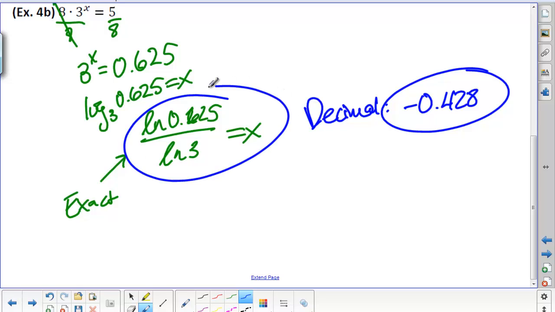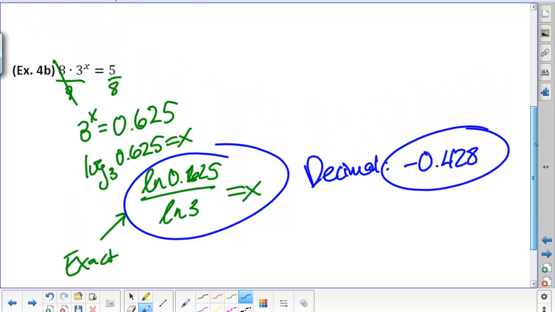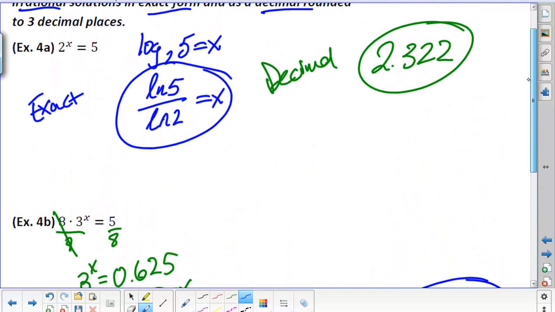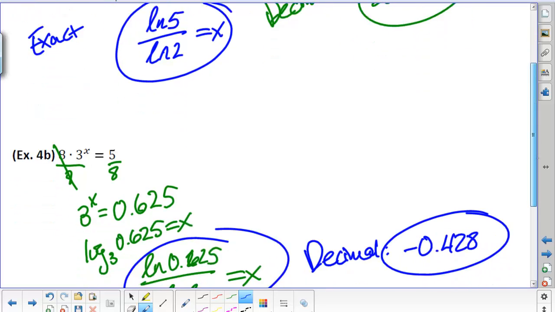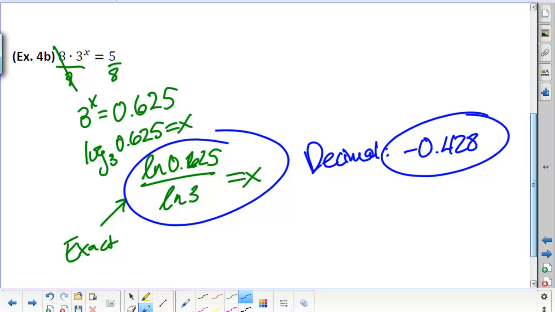Okay. So that's one way you can do these. If you have a single x as an exponent, get that power on by itself on one side, and then rewrite it as a logarithm and use the change of base formula. That's what we did for both of those.